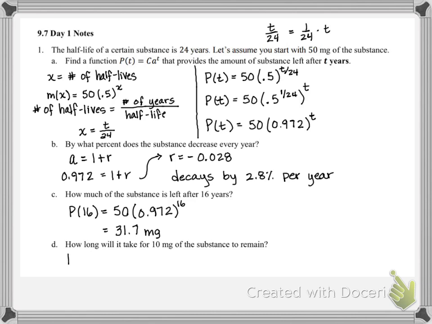So we want P of t to be 10. So we're solving the equation 10 equals 50 times 0.972 to the t.